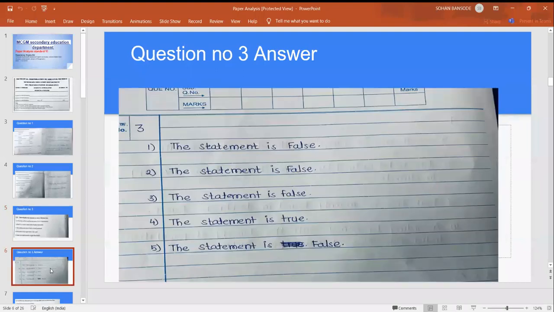Question number 3. So here I have written the answers. The first statement is false. So I have written that the statement is false. The next statement is also false. The third one is also false. The fourth one is a true one.